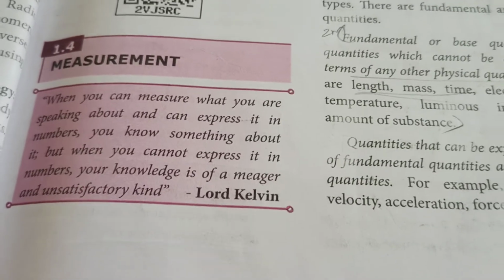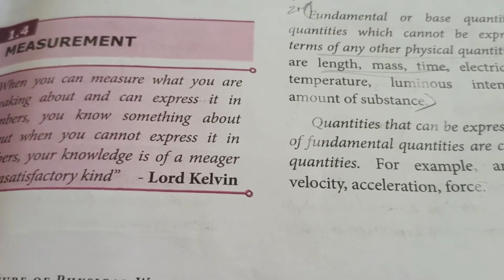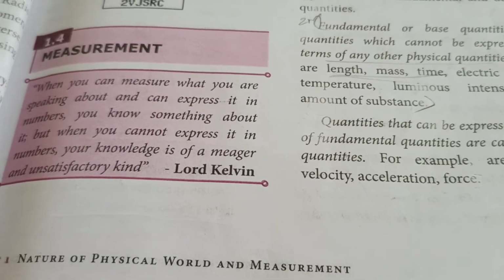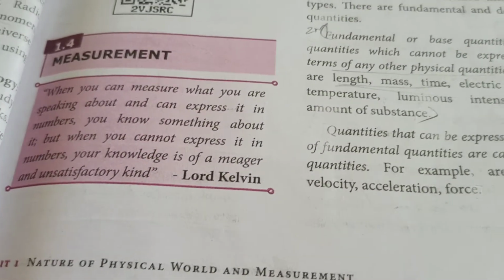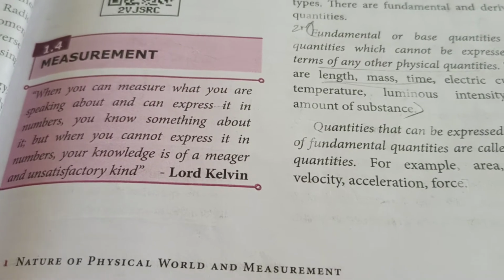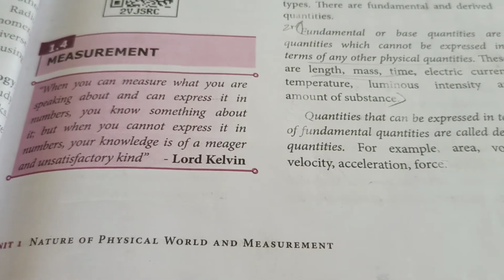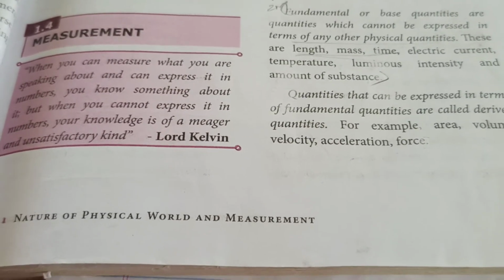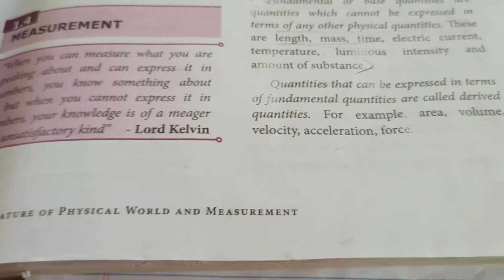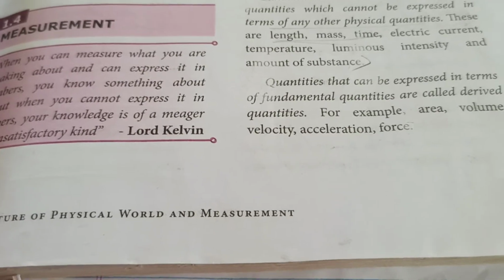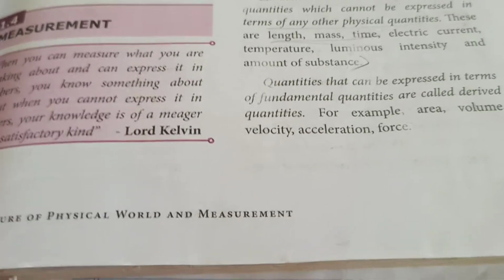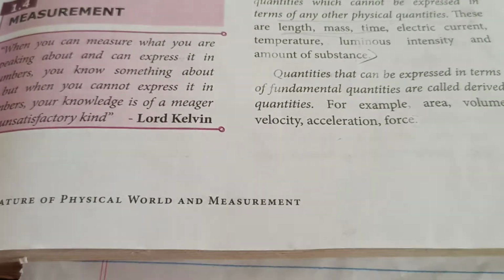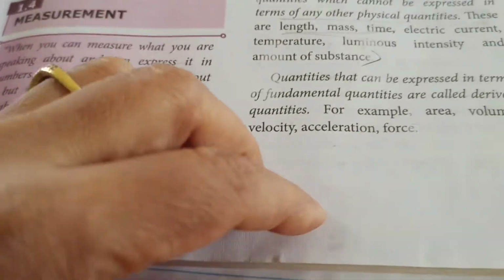Fundamental quantities or base quantities are quantities which cannot be expressed in terms of any other physical quantities. These are length, mass, time, electric current, temperature, luminous intensity, etc. Quantities that can be expressed in terms of fundamental quantities are called derived quantities. For example, area, volume, force, power, etc.